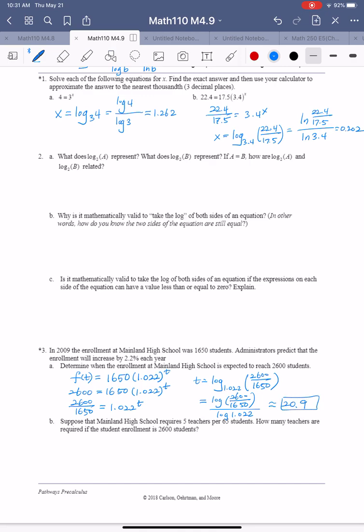And then B, suppose the Mainland High School requires 5 teachers per 65 students. How many teachers are required if the student enrollment is 2600? This is just a proportion, right? They need 5 teachers for 65 students. How many teachers are needed for 2600? Solving for x, you can cross multiply. So 65x equals 5 times 2600, and x is 5 times 2600 divided by 65, which is about 200 teachers needed.